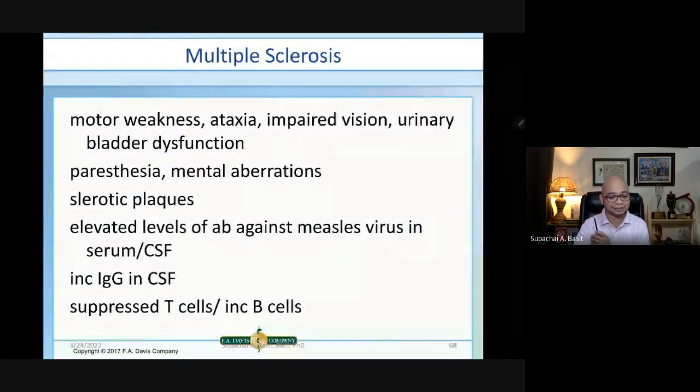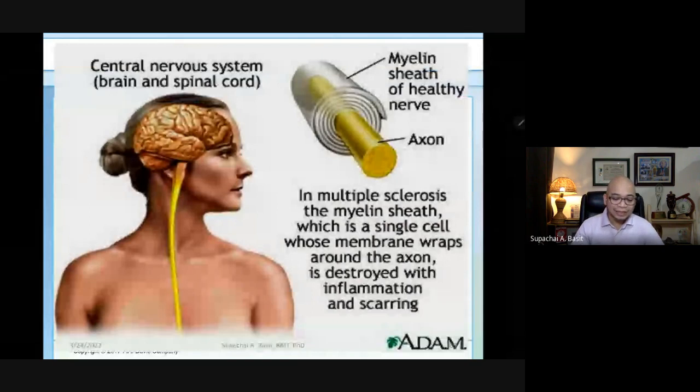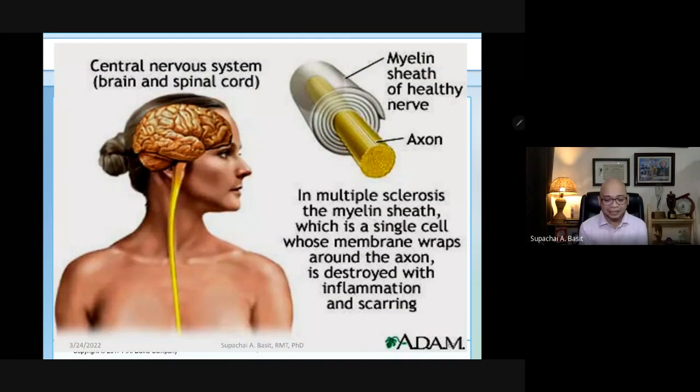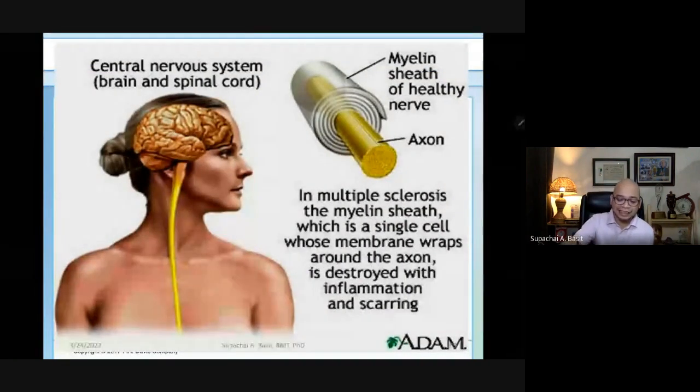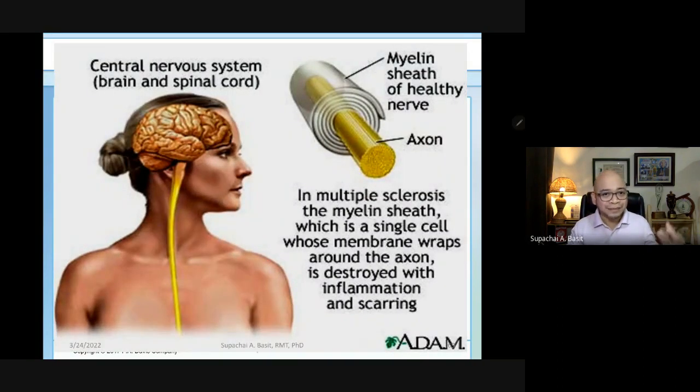So again, the myelin sheath of a healthy nerve doesn't have any sclerotic plaques. However, in multiple sclerosis, the myelin sheath, which is a single cell whose membrane wraps around the axon, is destroyed with inflammation and scarring. So there is what you call sclerotic plaques.